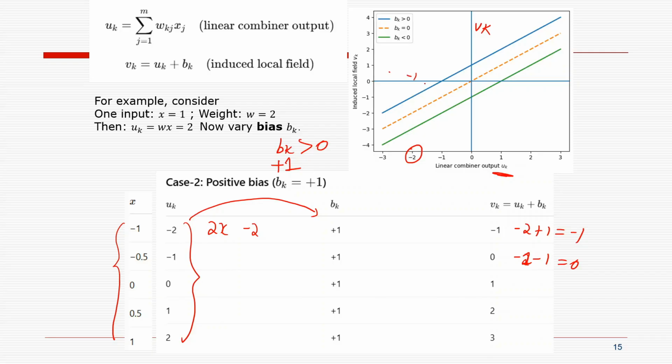Therefore, if BK is greater than 0, one other thing you can observe is that when UK was 2, VK is 3. Obviously the point comes here, and therefore the line goes above. That is, when the bias is greater than 0 and you plot the relation between UK and VK, the line goes above the origin. That is this blue line.